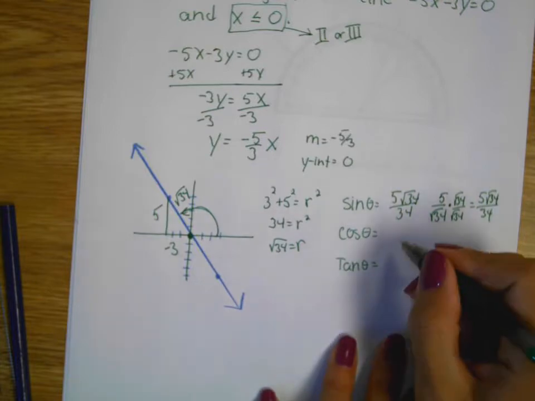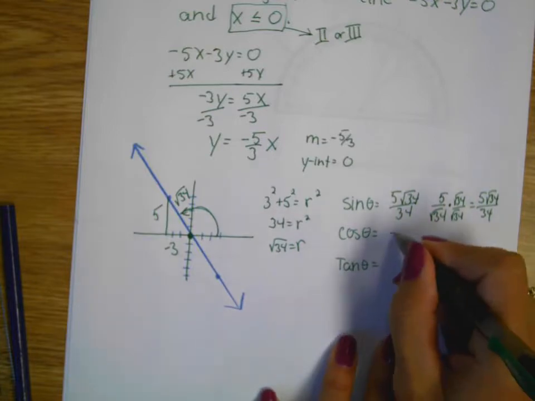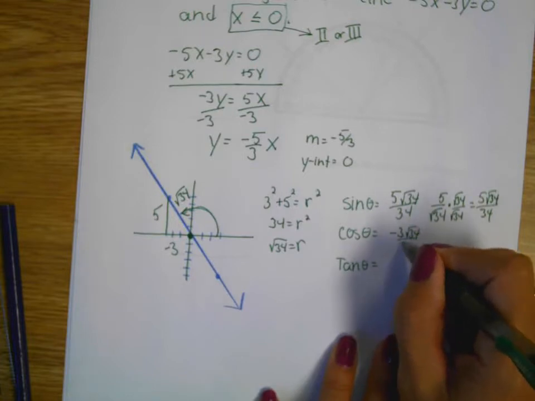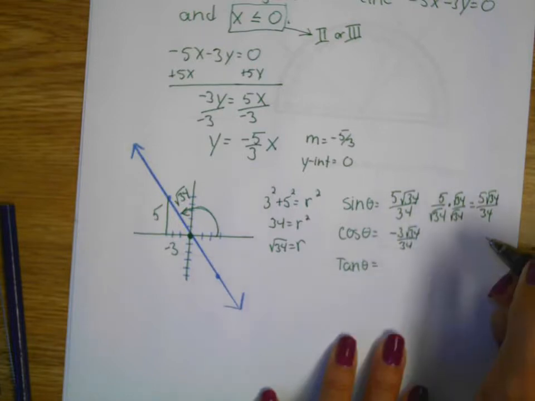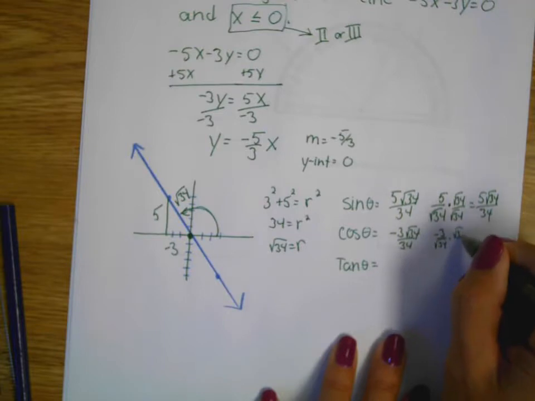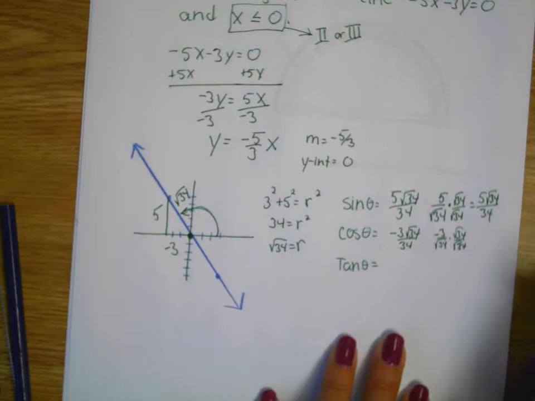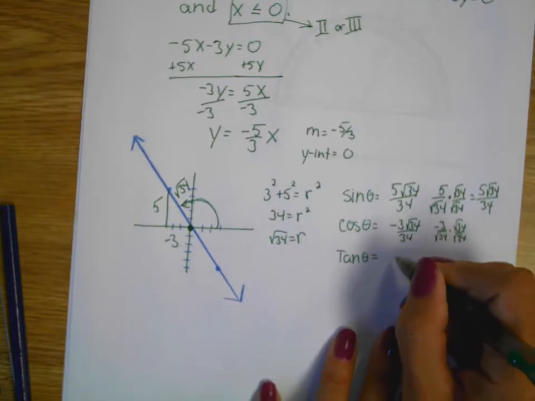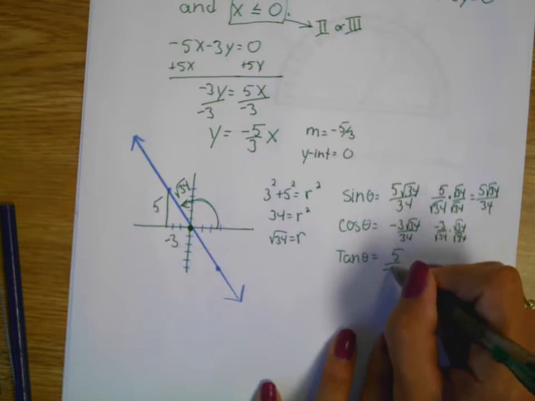Sid, what'd you get for the cosine then? You are correct. Same process. It starts out -3 over square root of 34. Hit it with a 1. And you get the answer she came up with. And then, Sid, for tangent? 5 over -3.